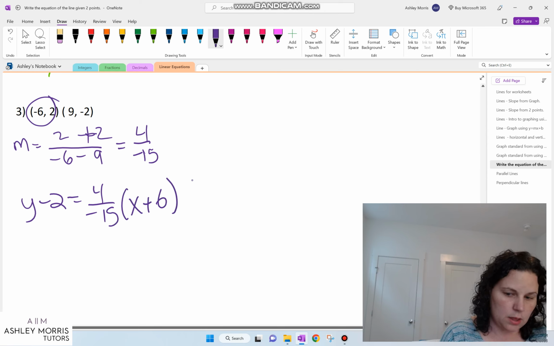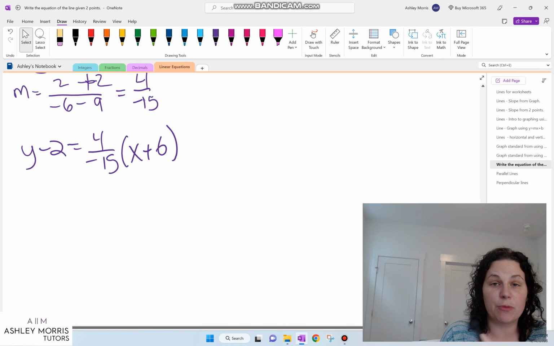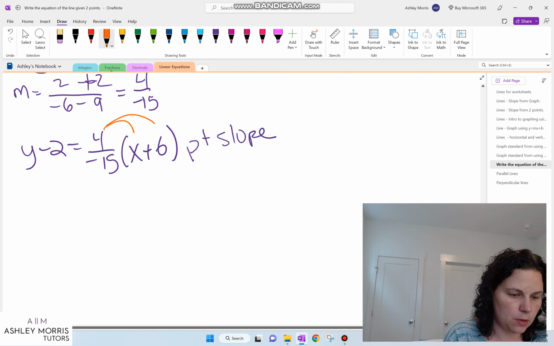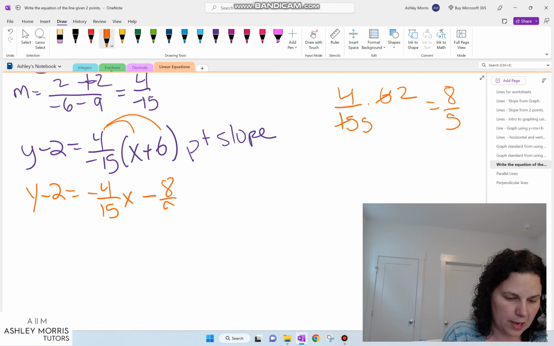All right, this one's going to give me some decimals or fractions. I'm going to leave them fractions. There's point slope. So we are going to distribute -4/15x minus 4/15 times 6. 3 goes into that twice, 3 goes into that 5, equals 8/5. That's okay, you can say 8/5.